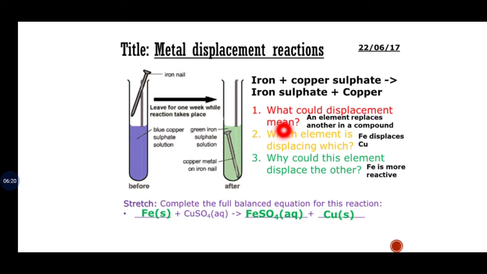That means what could displacement mean? मतलब displacement का मतलब क्या होता है? An element replaces another in a compound. Now which element is going to be displaced and which? किसने किसको डिस्प्लेस किया? Fe ने कॉपर को डिस्प्लेस किया. दैट मीन्स आयरन ने कॉपर को डिस्प्लेस किया. Why could this element displace the other? इसने एक दूसरे को डिस्प्लेस क्यों किया? क्योंकि जो आयरन है वो ज़्यादा रिएक्टिव था, इसलिए. मतलब हमें इससे समझ में आता है डिस्प्लेसमेंट रिएक्शन में क्या होता है, जो हाईली रिएक्टिव होते हैं वो लेस रिएक्टिव को डिस्प्लेस करते हैं. जैसे कि Fe plus CuSO4 gives us FeSO4 plus copper.